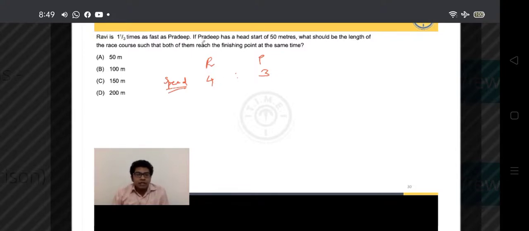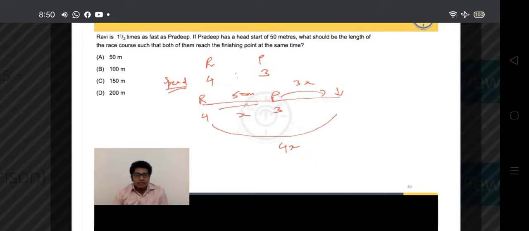If Pradeep has a head start of 50 meters, what is the meaning? In a race, Pradeep will start from here, Ravi should start from this point. So he has a head start of 50 meters. What should be the length of the race so that both of them reach the finishing point at the same time? So his speed is 3x, his speed is 4x. When he travels 3x, he should have traveled 4x. Therefore, this distance will be x. So x is given as 50, hence 4x is nothing but 200. Hence the required answer will be 200 meters.